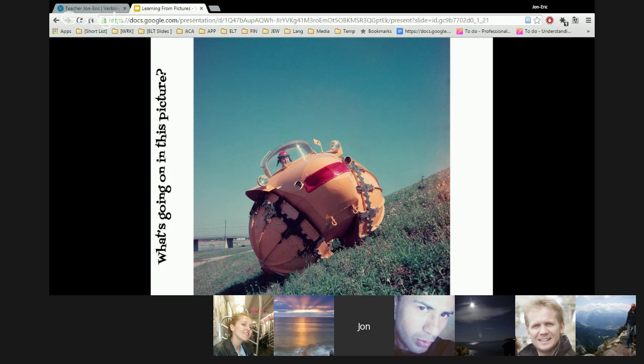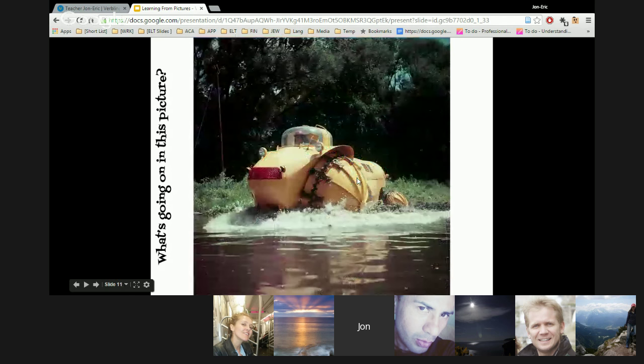Jose, here's another angle for you. What do you think about this now that you can see it in a different location? I think it's a prototype that could be driven over different terrain.